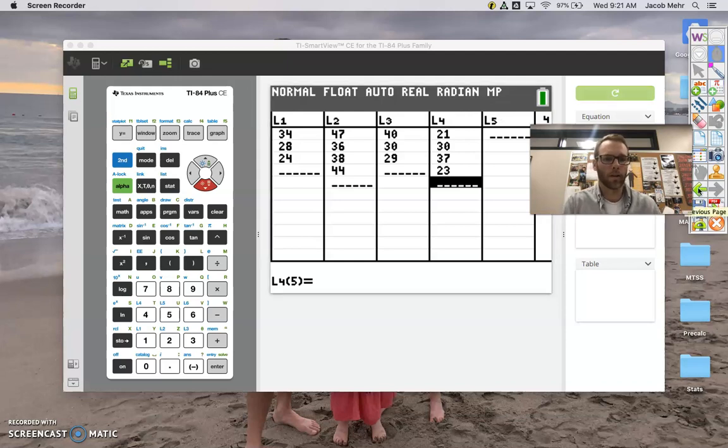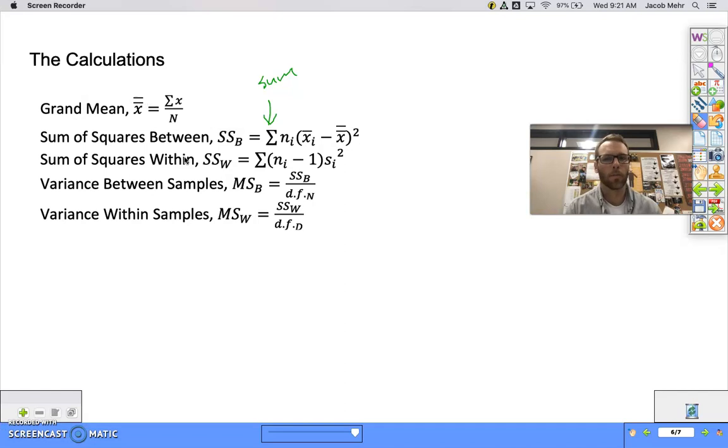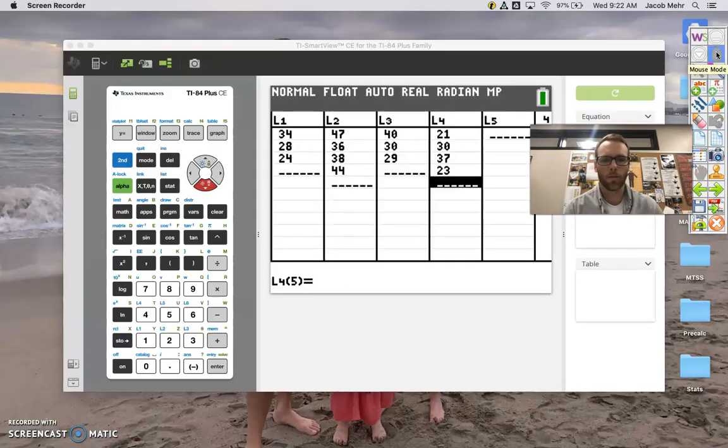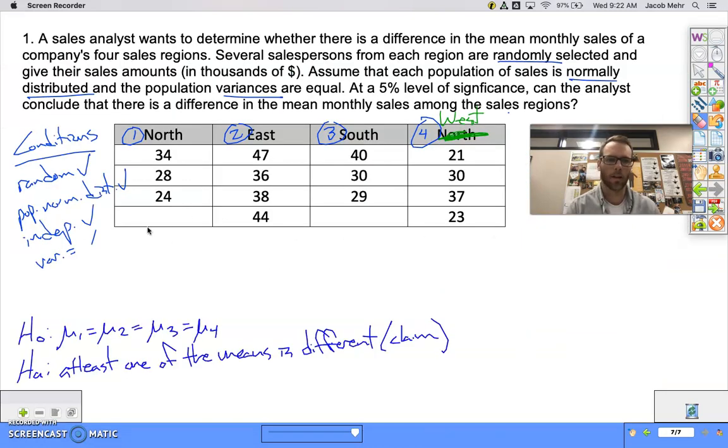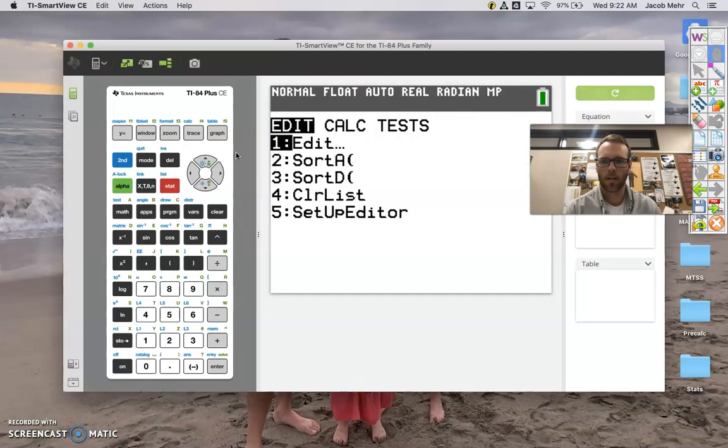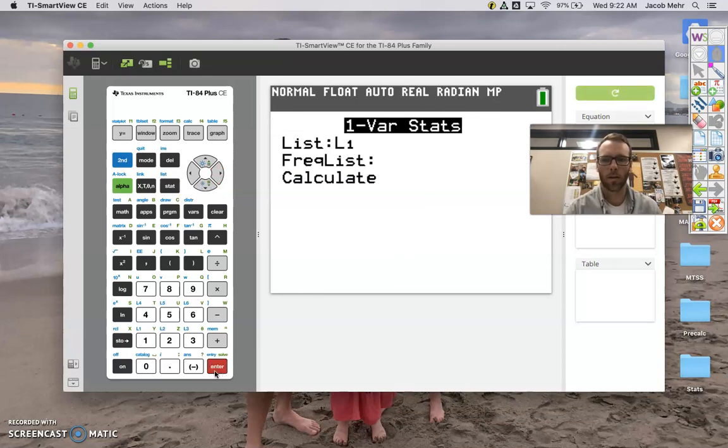What we're going to do is use our calculator to grab a lot of the information that we need from the calculations. I slid this over to give me some room to write. The things I need to grab from the calculator would be X bar, the sum of the X's, and the variance and the sample size. Sample size, I don't need my calculator for. That's just 3.